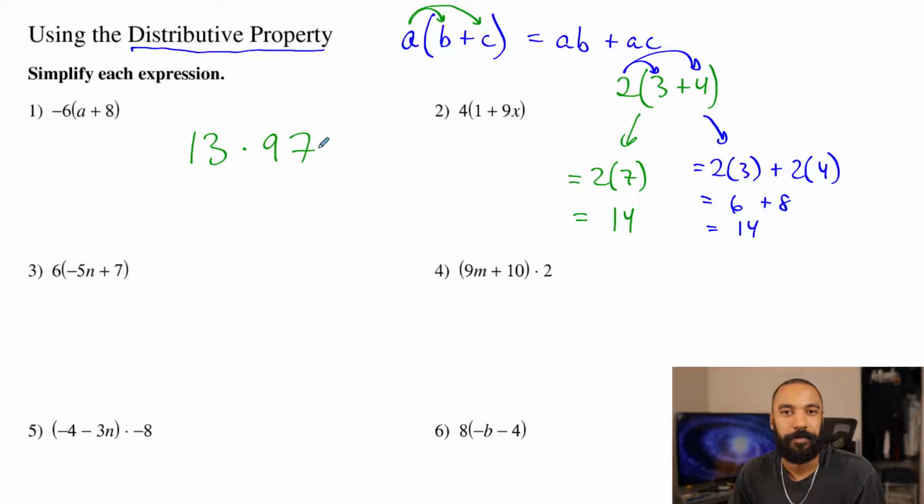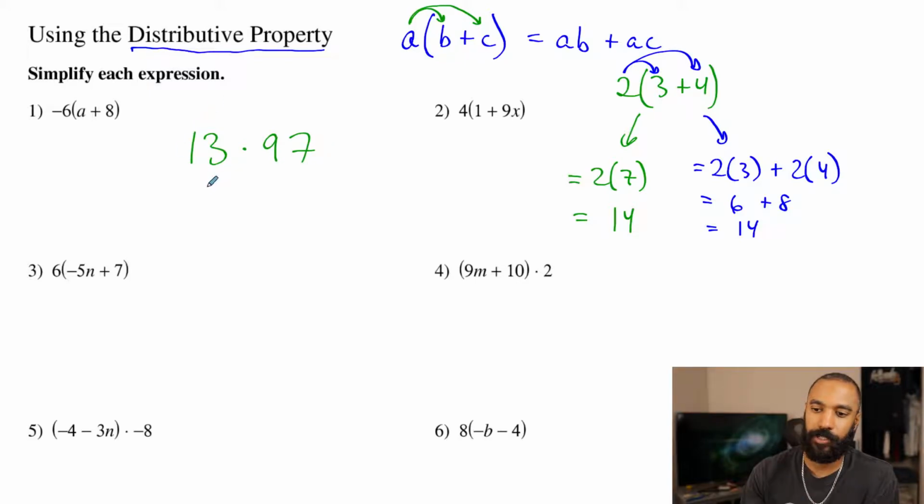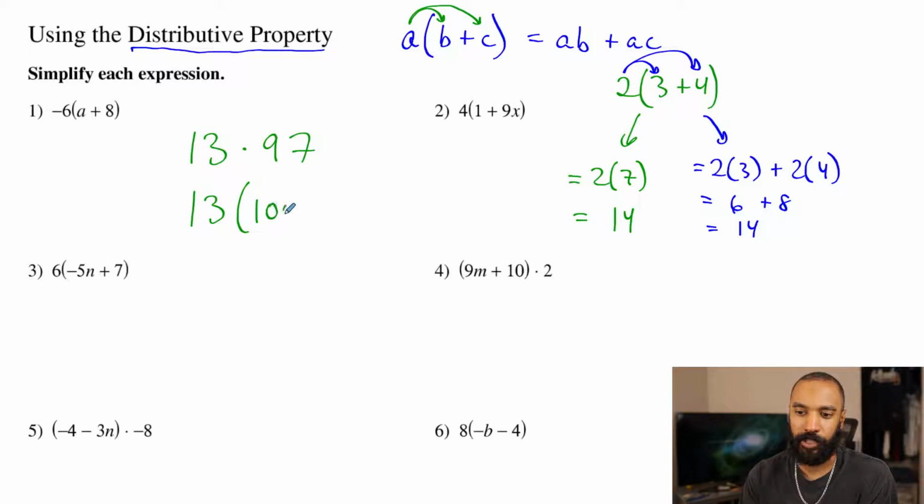Well, here's what I would do. I would keep the 13 exactly as is. No problem with that 13. Keep this 13, and instead of writing 97, I'm going to write 100 minus 3. Why am I doing that? Because I know what 13 times 100 is. And I know what 13 times 3 is.